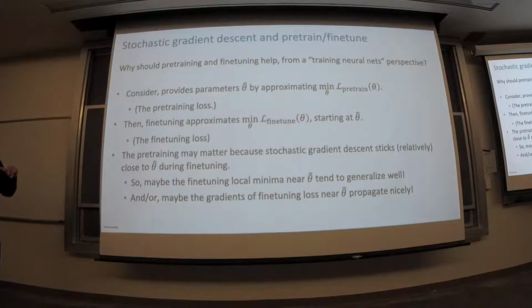And then we try to minimize again, but we're going to start at the weights that we learned during the pre-training task. So the whole point of pre-training is to get us to some great set of weights that we now start from to do the fine-tuning. And why might this work?